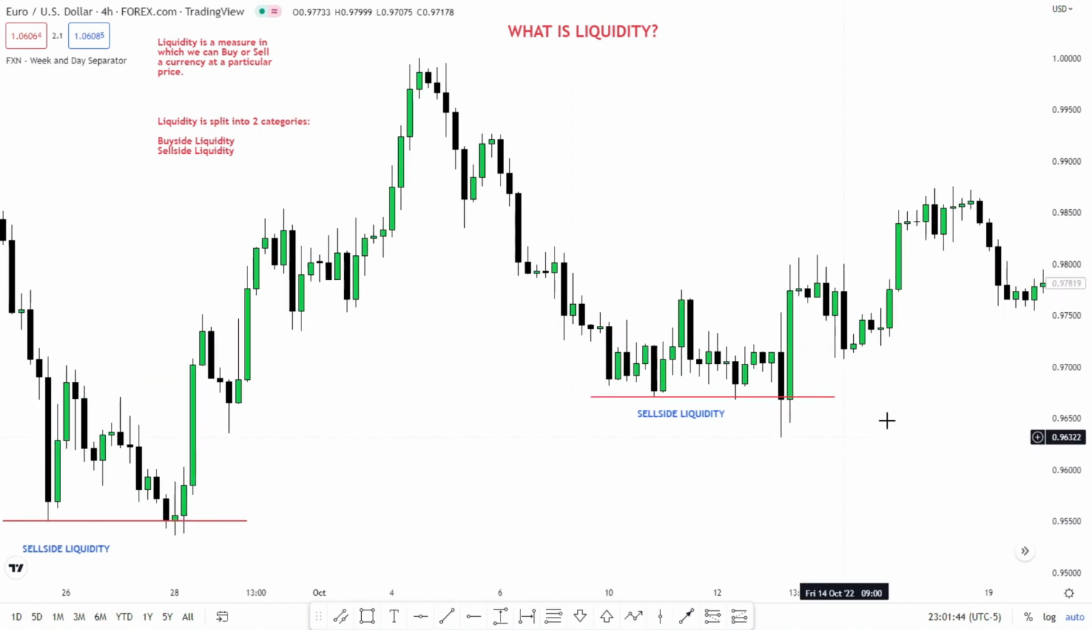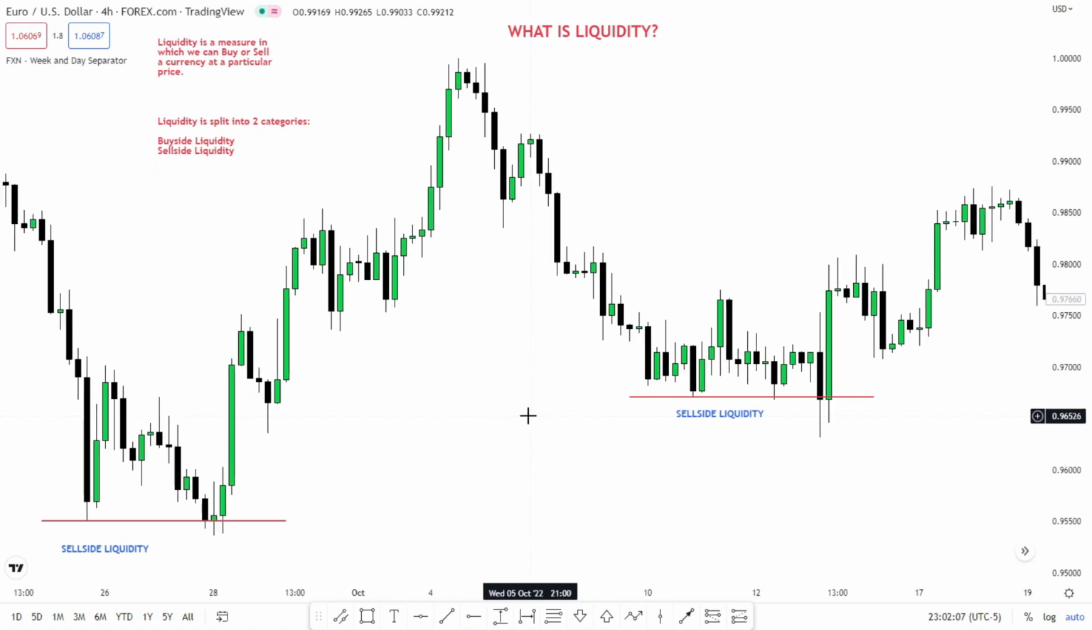Another example is right here. The market was initially dropping, but if it wants to reverse and go higher, it has to take out all this. I'll say these are relative equal lows that were taken out, and then the market reversed. There will be stops resting below here. These stops will be taken out, and then the market will reverse. Essentially, that's how you trade liquidity, or that's what liquidity is all about.